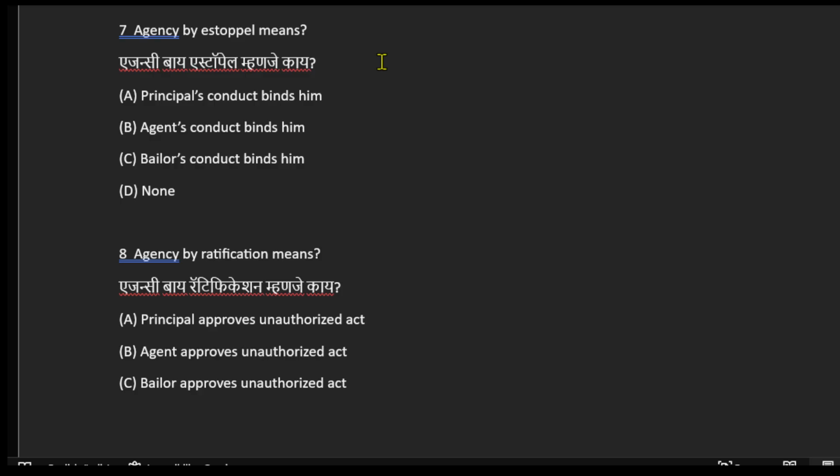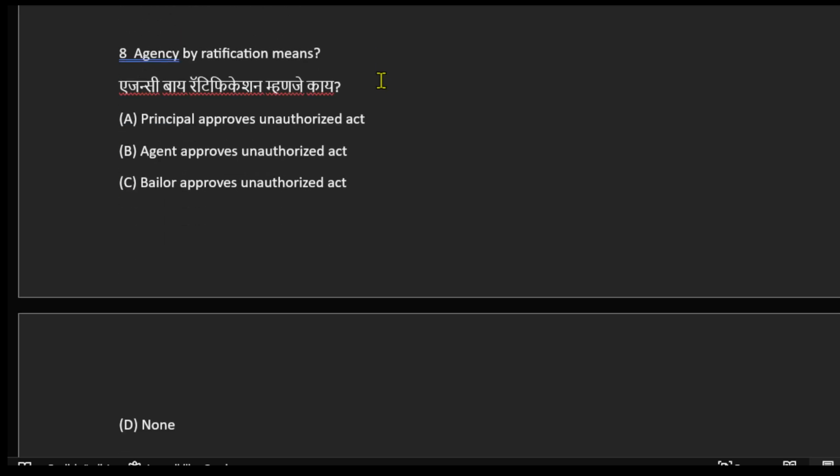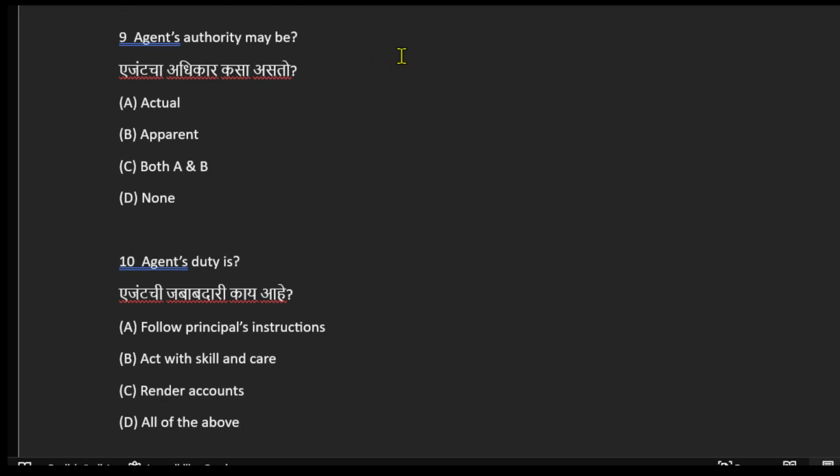8. Agency by estoppel means principal's conduct binds him. 9. Agency by ratification means a principal approves an unauthorized act. 10. Agent authority may be actual.